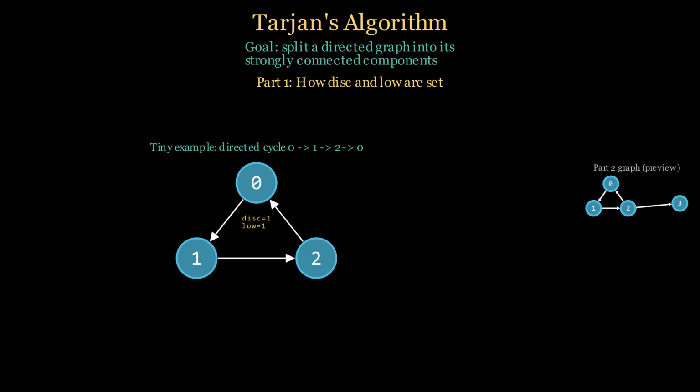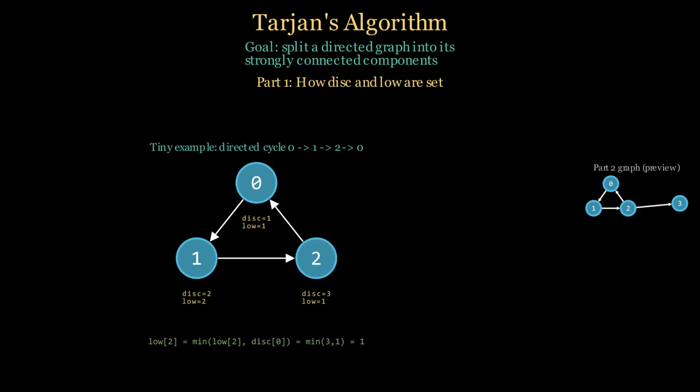Start at vertex 0. First visit, discovery is 1, and low starts at 1 as well. Move to vertex 1, discovery and low both become 2. Move to vertex 2, discovery and low both become 3.